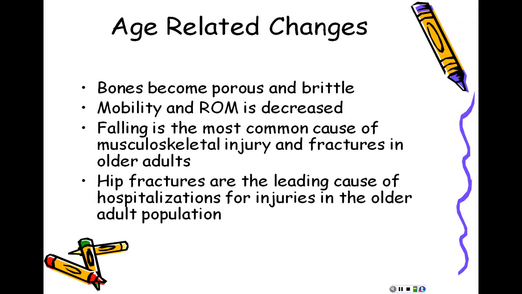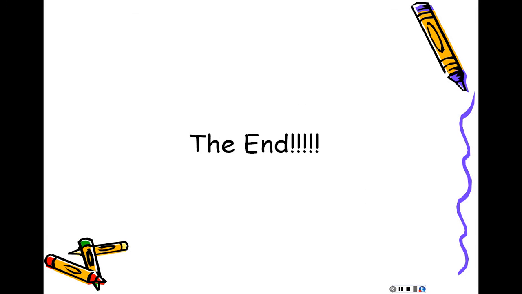Again, with age-related changes, the bones can become more brittle. The patient may have mobility problems. Range of motion may also be decreased. We see falls being the most common cause of musculoskeletal injury and fractures in the older adult. Hip fractures are the leading cause of hospitalizations for injuries in the older adult population. And that is the end of our fracture lecture.